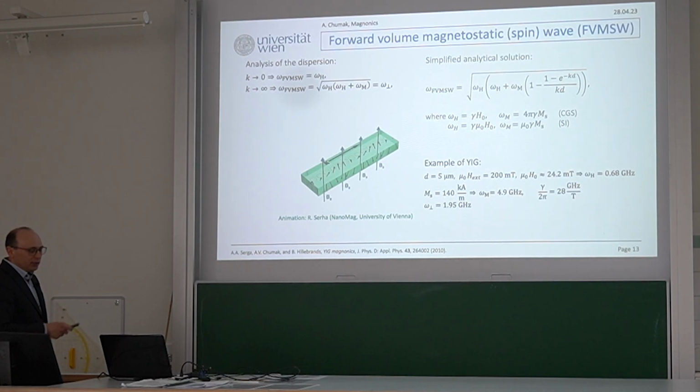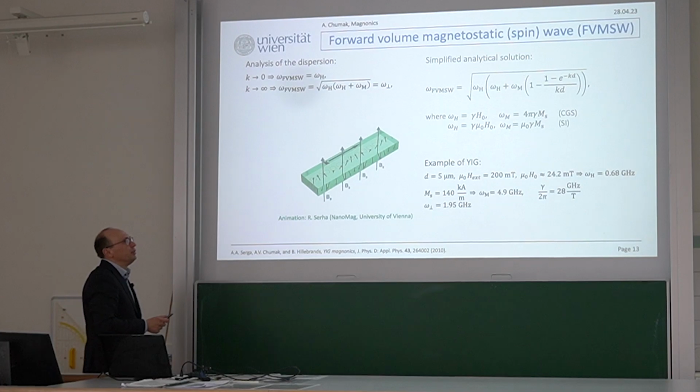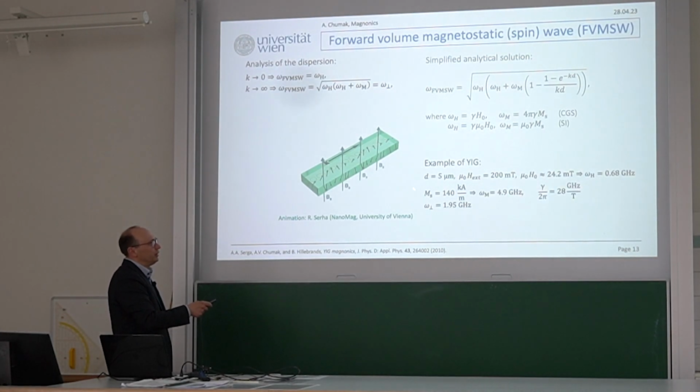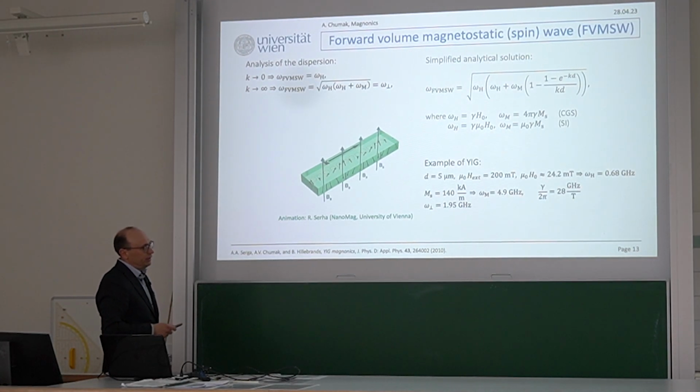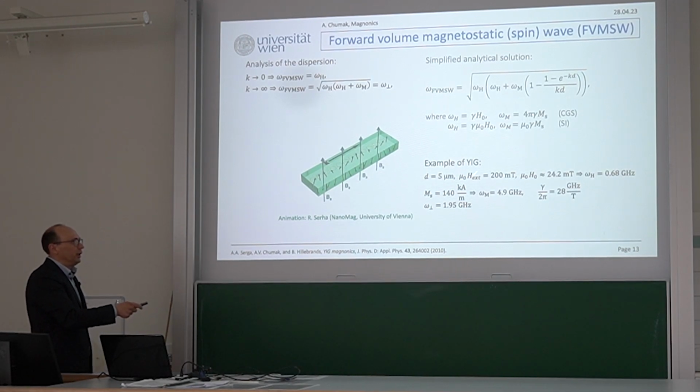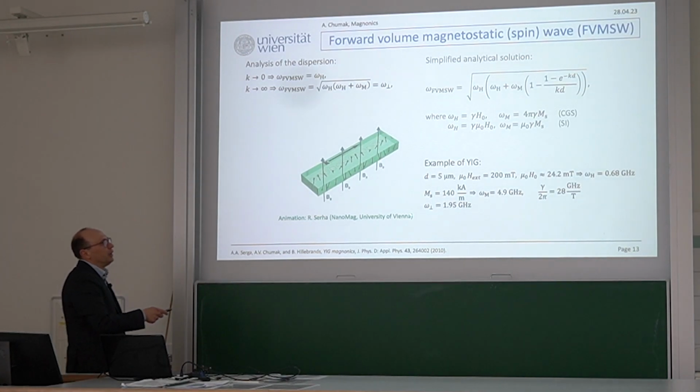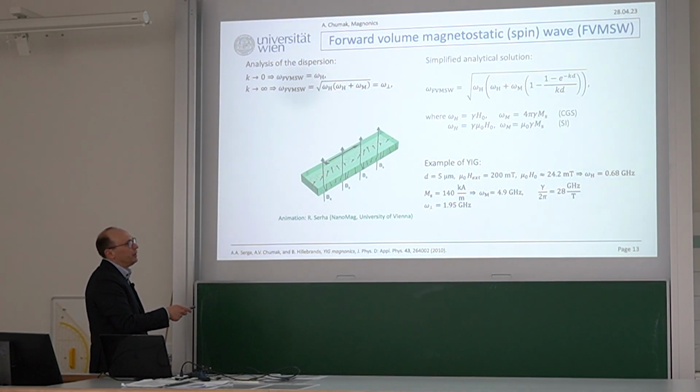Again, let's stick to YIG in this lecture course. You're already familiar with this material. We take 5 microns of YIG, classical YIG, many experiments are performed on it, and a 200 millitesla applied magnetic field. And then we have the value for omega h, 0.7 gigahertz. We have the value for omega m, 4.9 gigahertz. And we have the value for omega perpendicular, it's 195.